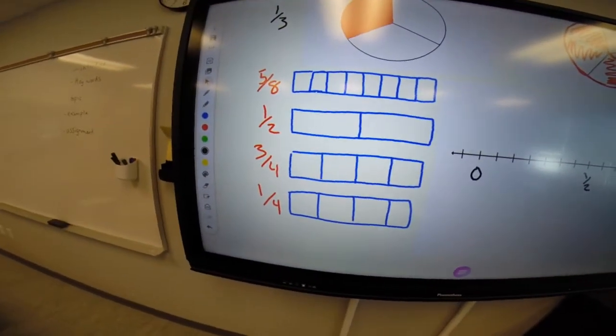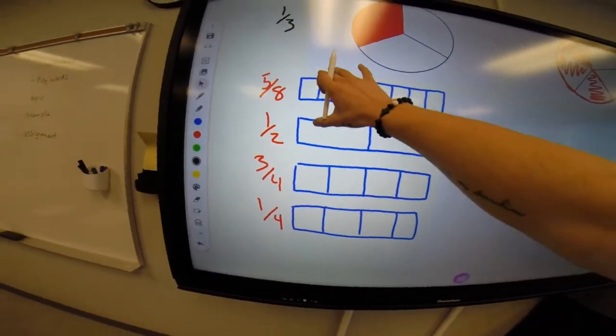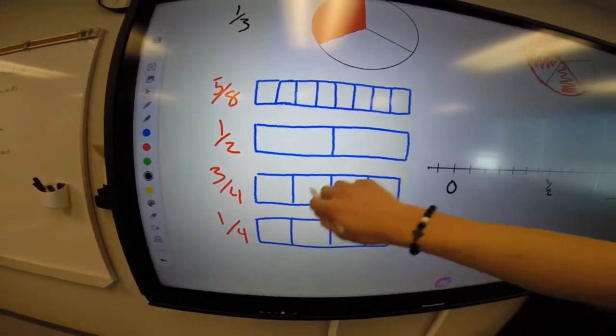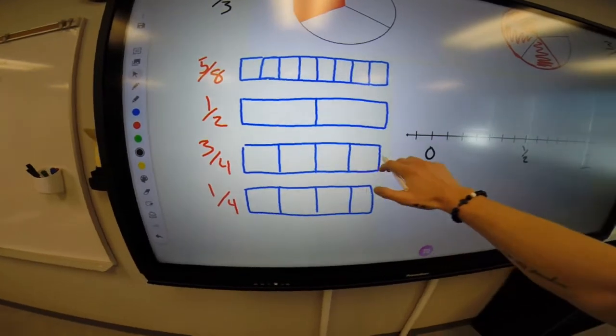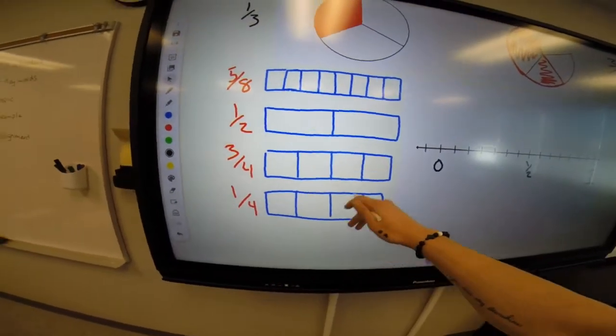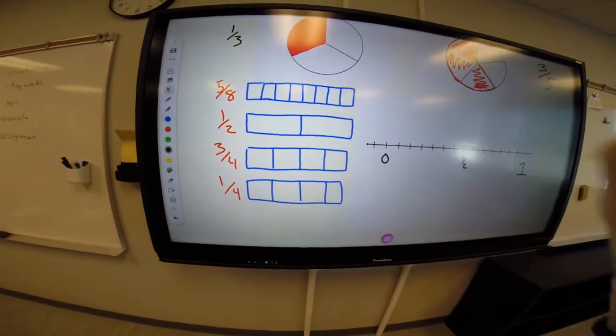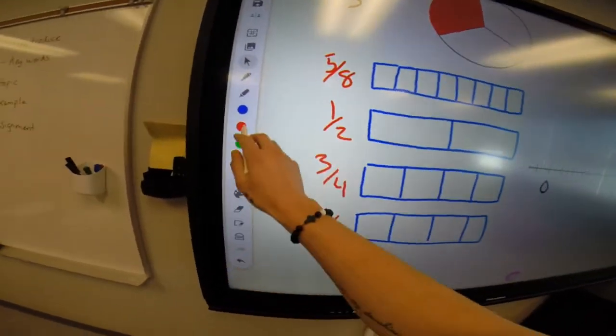So what I'm going to do is I have drawn out 4 bars, 1 for each of them. So I've put 8 equal boxes here, 2 equal boxes here, 4 equal boxes here, 4 equal boxes here, and my boxes are all about the same length. All right, it doesn't have to be perfect, but it's pretty close. All right, so let's take a look at this.